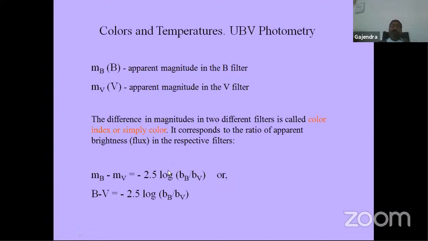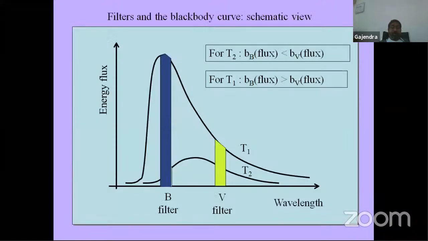So this is again the same thing. It's just a representation. So B minus V, we call it color. This is called color index, or simply color.